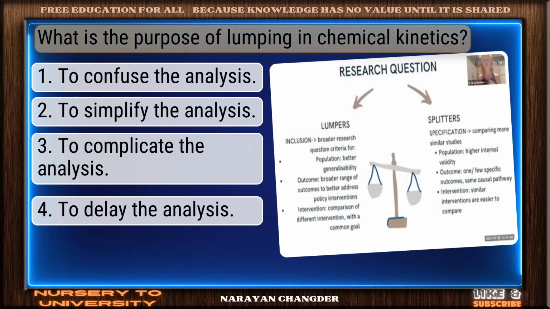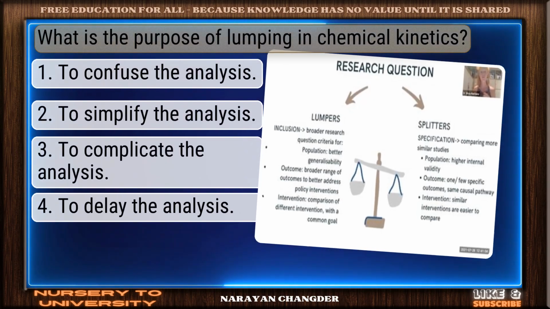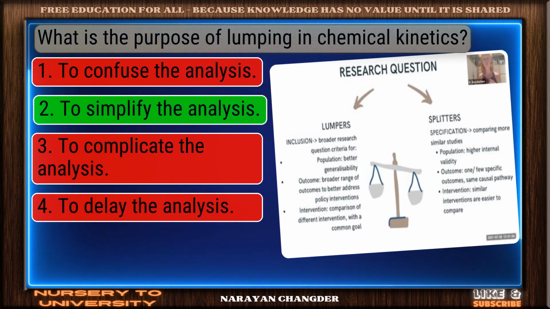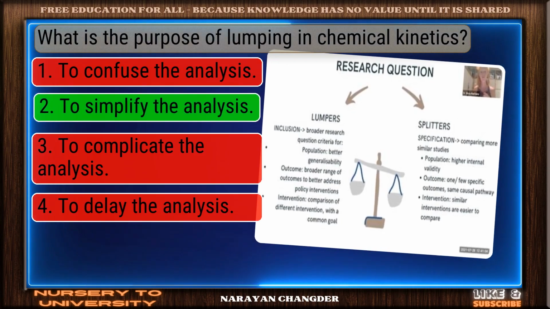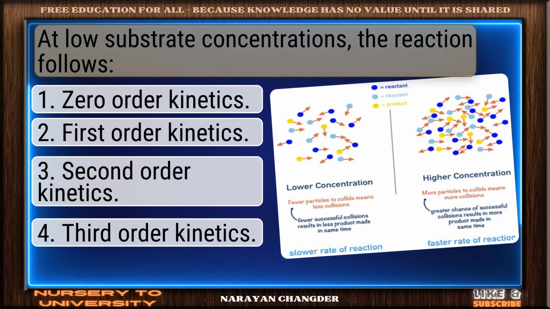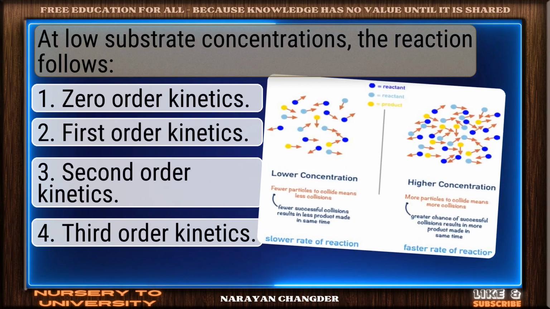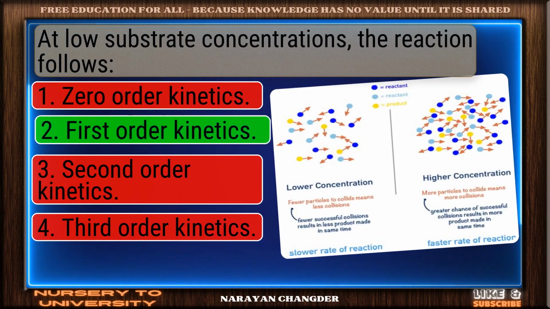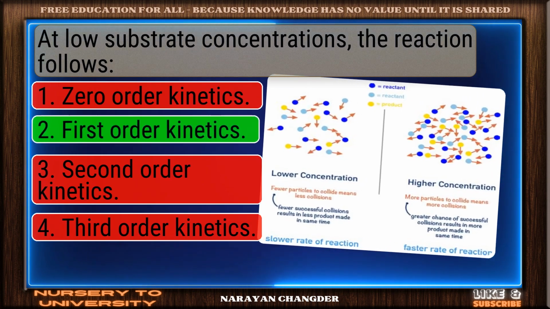What is the purpose of lumping in chemical kinetics? You got it. Your choice, to simplify the analysis, is right. At low substrate concentrations, the reaction follows. On track. First order kinetics is the correct answer.